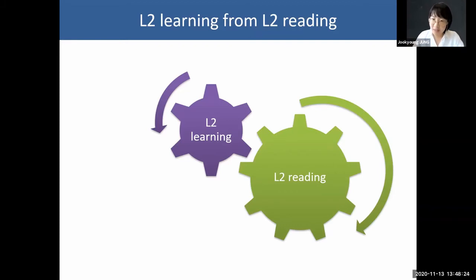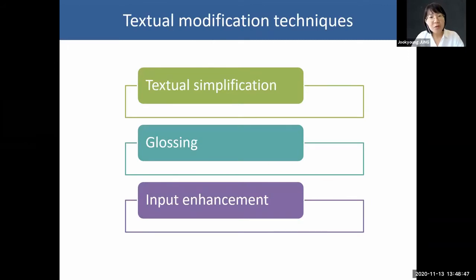And given that, we need to design L2 reading tasks in such a way to develop both L2 reading comprehension skills, but at the same time, acquisition of L2 structures contained in those L2 reading tasks. And thus far, texture modification techniques have been the popular way to address this issue. There are three popular texture modification techniques. One is texture simplification, the next one is glossing, and then input enhancement.